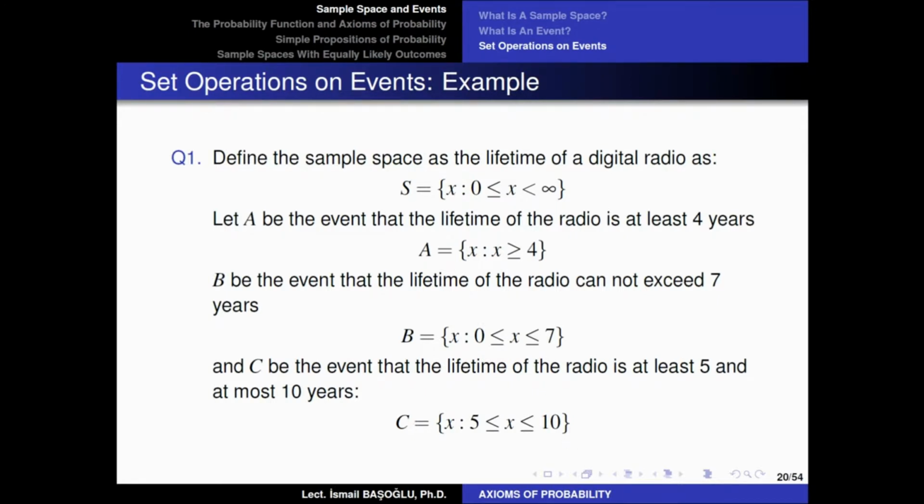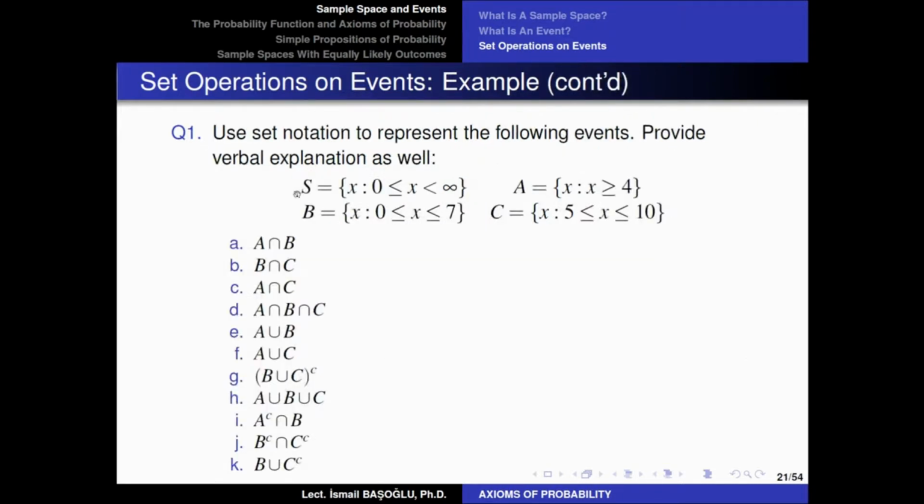So in this experiment, as you can see, we have an uncountable sample space, and the events that we are defining are uncountable as well. As a summary of this question, we can say that our sample space is non-negative real numbers, and we have A, B, and C events defined in the form of intervals. Now, the question is asking us for a list of set operations, basically. So what is the A intersection B event? And we are going to provide a verbal explanation of these events as well, so we are going to state them qualitatively.